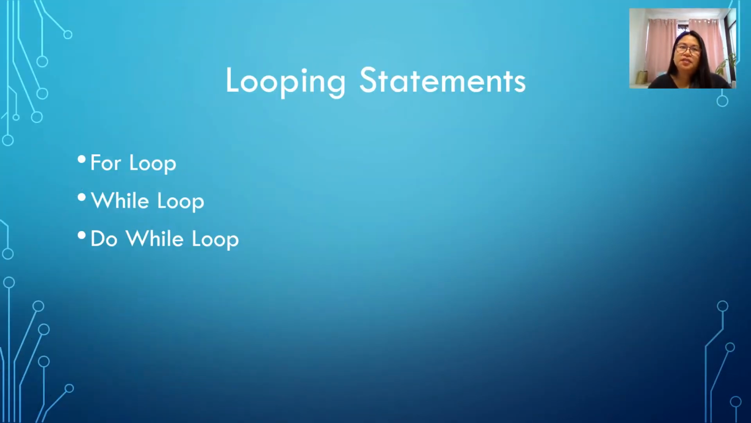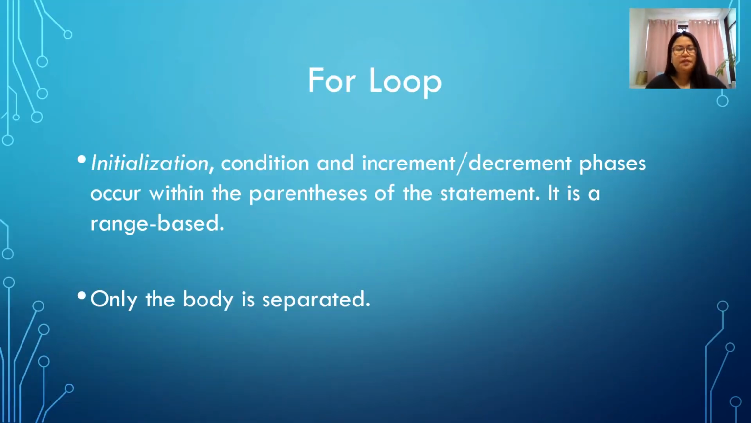In C++, we have three looping statements that we can use. First is the for loop, the second is the while loop, and the third is the do while loop. Let's discuss one by one. For loop. In the for loop, the initialization, condition, and increment decrement phases occur within the parentheses of the statement. It is range based and only the body is separated.